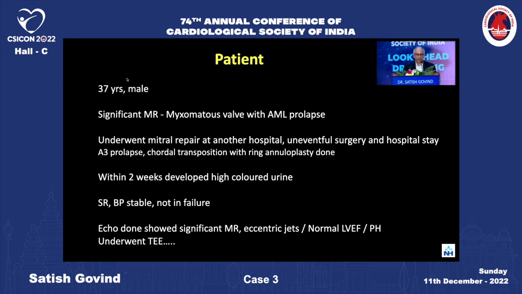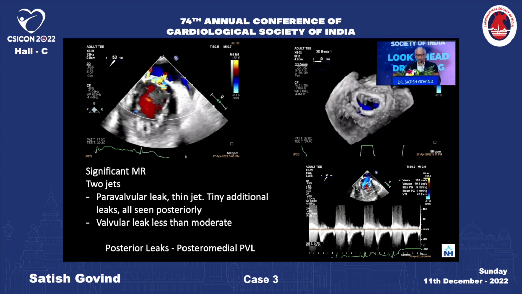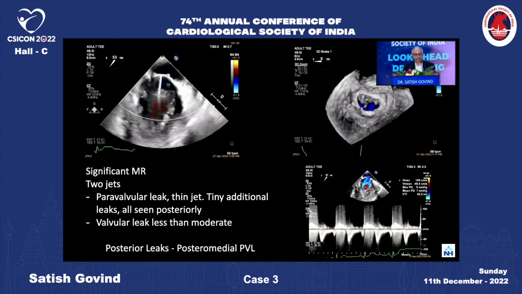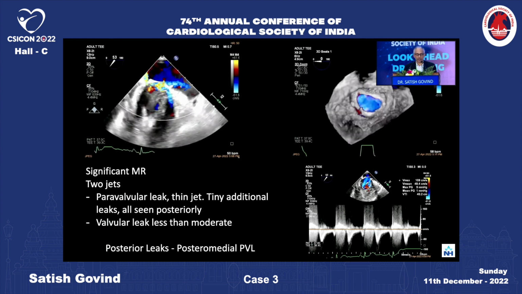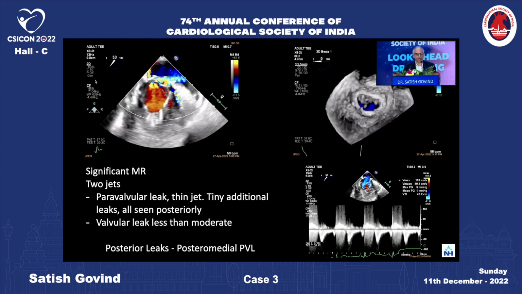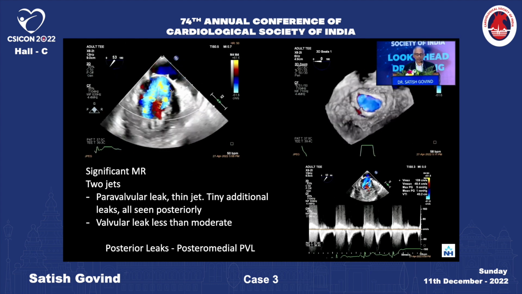Vitals were okay. Echo was done, and it showed a significant MR with eccentric jets. The EF was normal. He had raised pulmonary artery pressures, and he underwent TEE to look at the eccentric jets and where they were coming from. The first image here very clearly shows the ring. It's slightly off axis in the short axis, but you do see that thin jet coming medially, and there is another jet coming from the center.